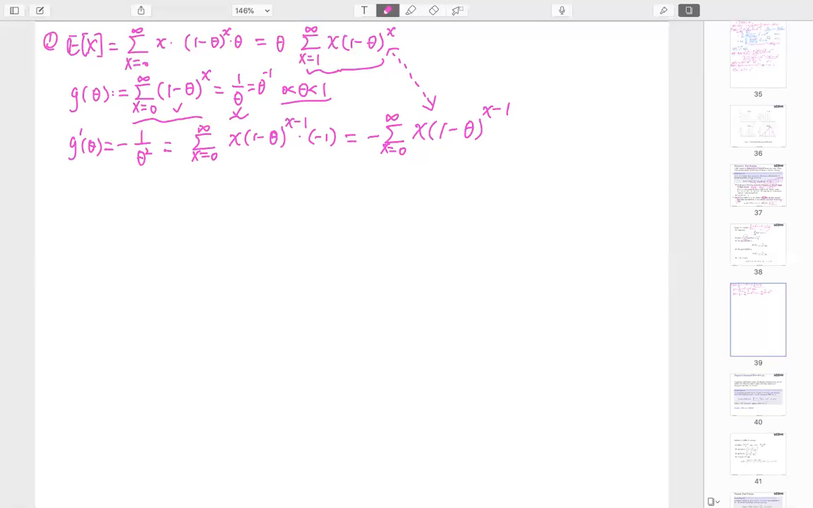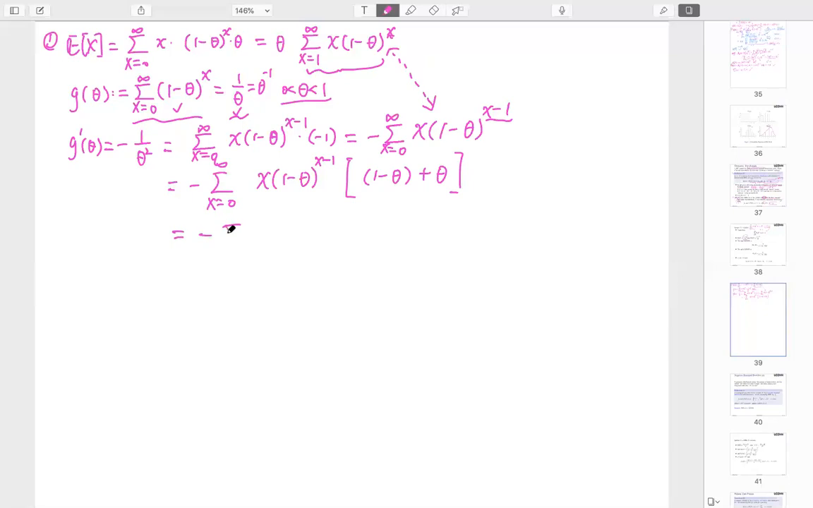Let's get what I want. In order to get that, I need to multiply by 1 minus theta, because the difference here is x minus 1, and here is x. It's short by 1. So I add 1, but I obviously cannot change the value, which means I multiply this term by 1, so I do not change anything.